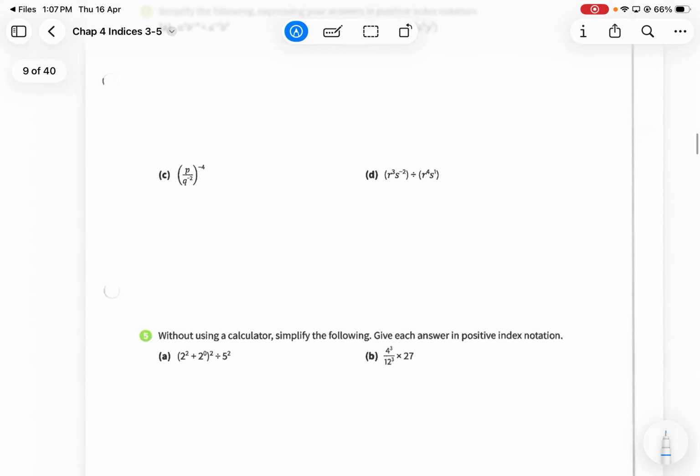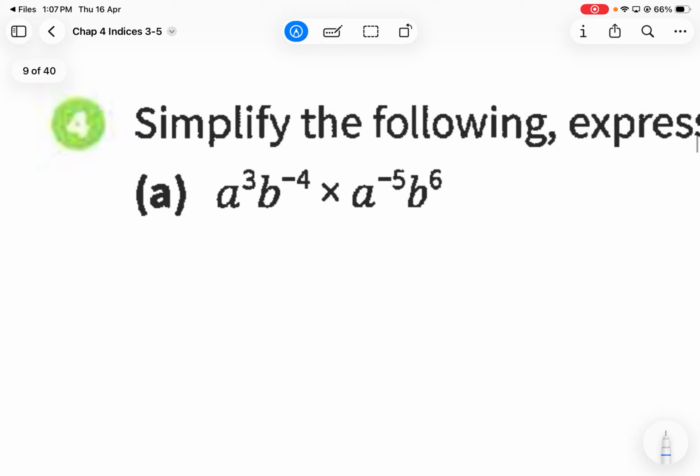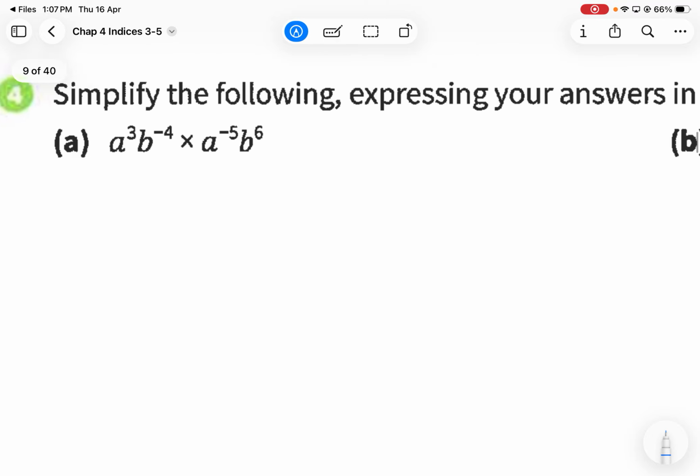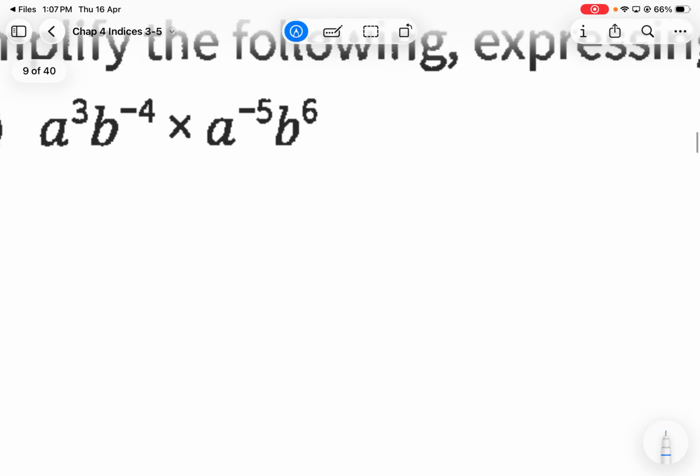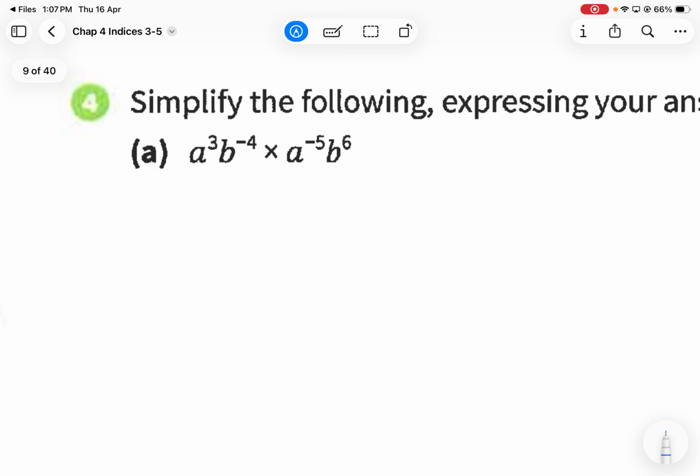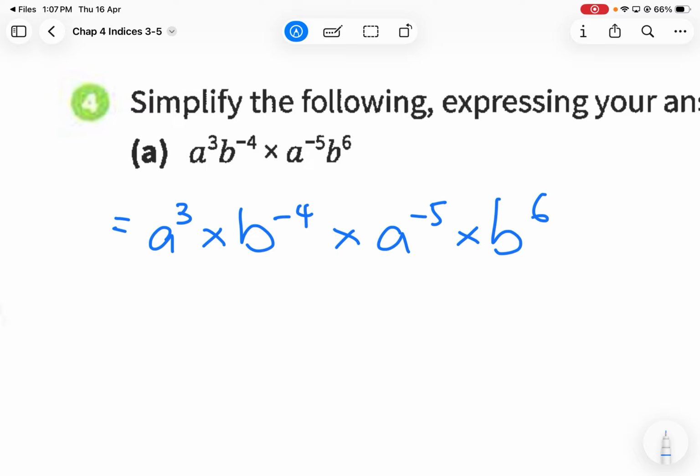Okay, question 4, 5 is the most difficult question already. Let us see. Express your answer in positive index. We break it down to the most basic. What is happening here is actually a cubed multiplied by b to the negative 4, multiplied by a to the negative 5, multiplied by b to the power 6. When we don't have anything in between, it is actually multiplication. Okay? So if it's all multiplication, we can rearrange them.